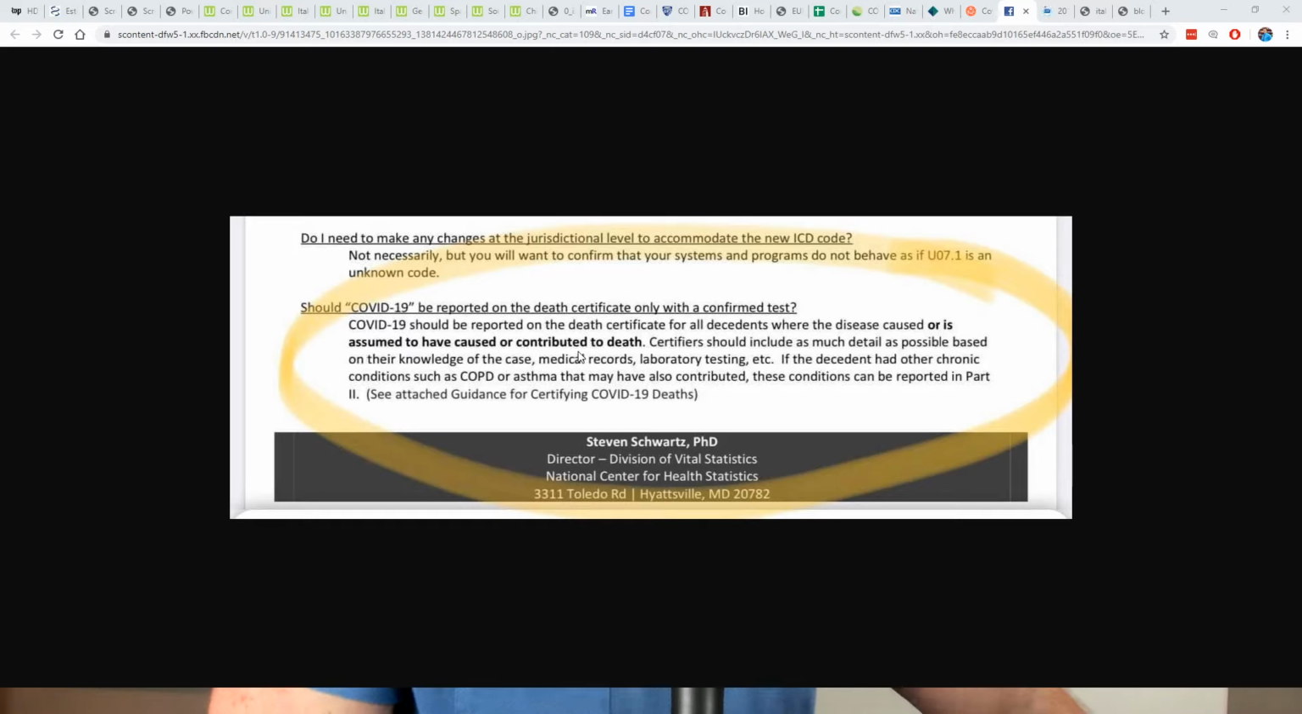COVID-19 should be reported on the death certificate for all decedents where the disease caused or is assumed to have caused or contributed to death. So the hard part is the assume part. That's where the real difficulty is.